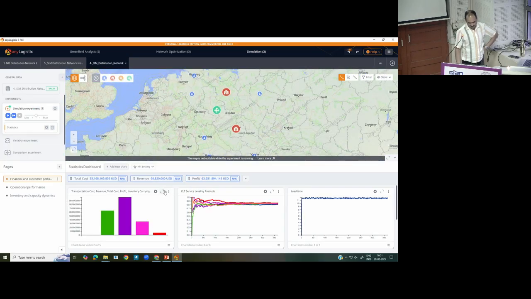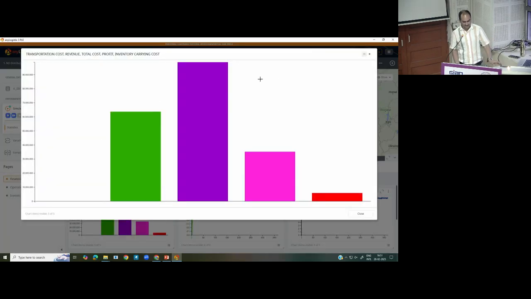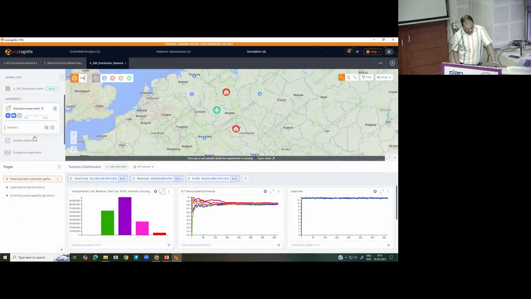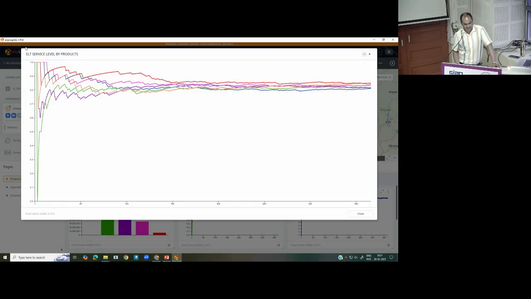So this is my simulation experiment with that additional inventory policy. So this is my profit, okay, more than 60 million. This is my revenue, this is my total cost, this is my transportation cost, okay. So then ELT service level. What is this service level? Expected lead time service level.